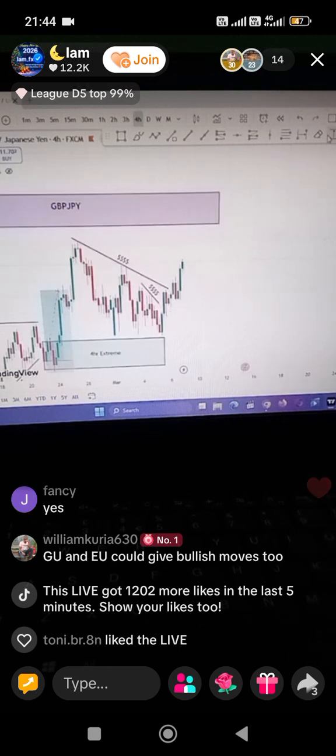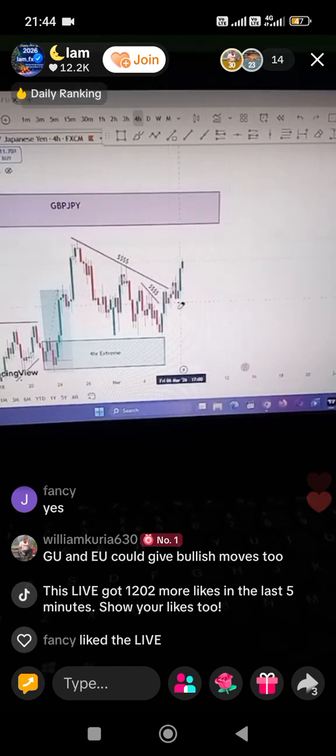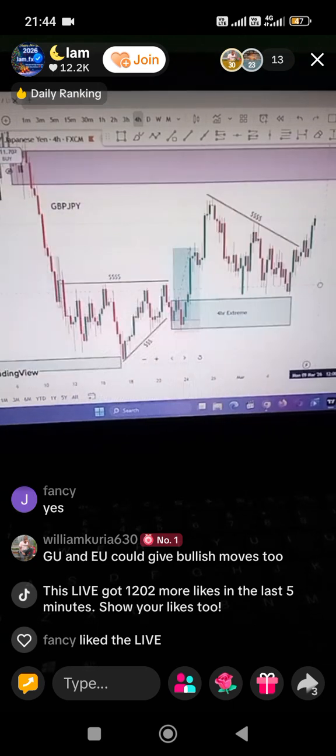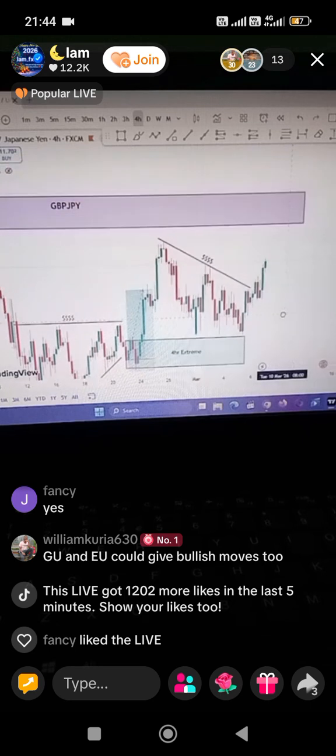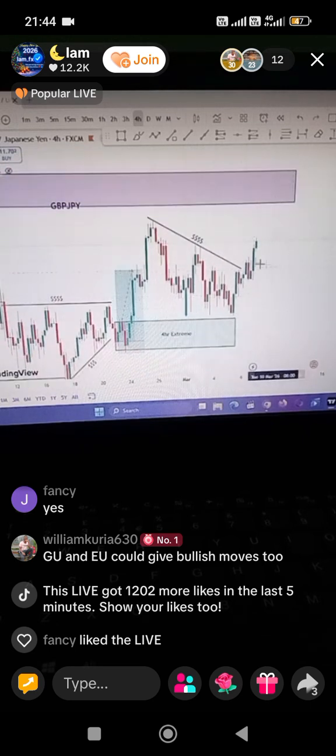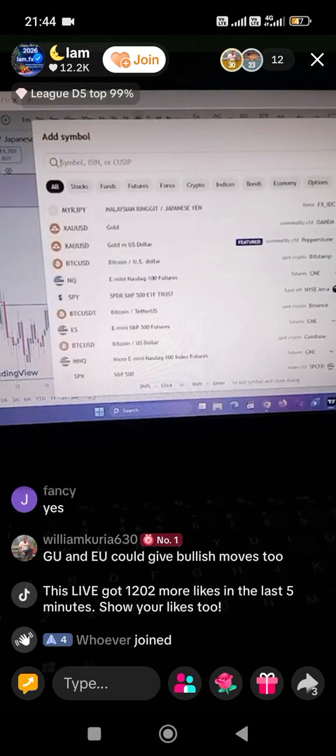I love buyers, to be honest. Buyers are my boys. Because when it comes to bulls, I'm also a good bull. I love bulls more than bears. Even if you check my MT5, I love bulls more than bears. I'm done with GBP JPY, guys. I'm going to the next. Any question on GBP JPY?